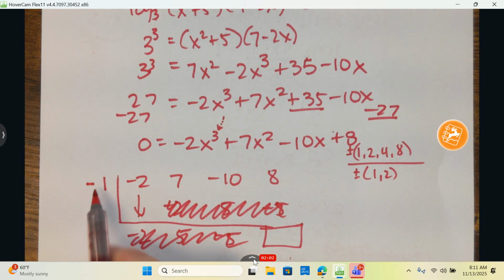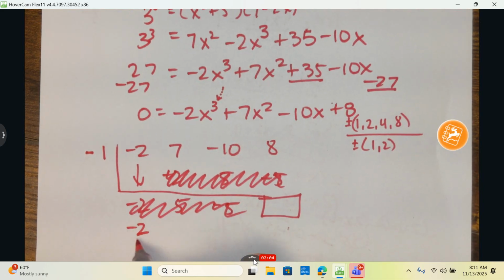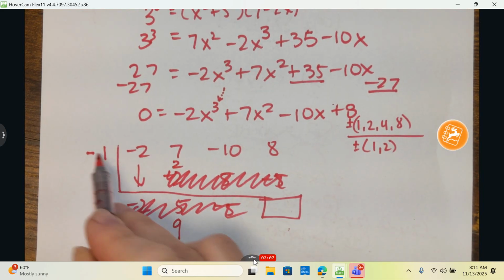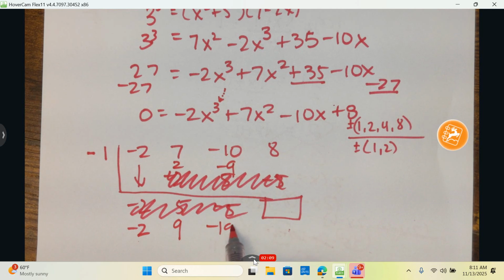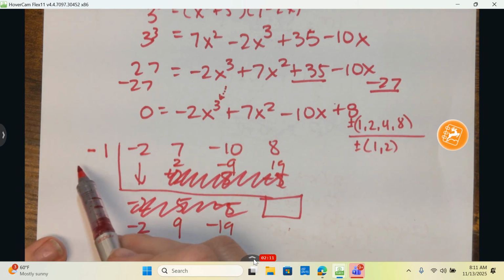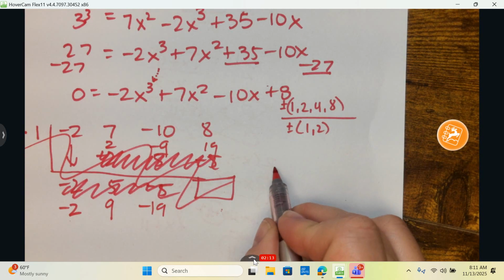Okay, testing negative 1. I drop down with the negative 2. I multiply to get 2, add down to get 9. I multiply to get negative 9, I add down to get negative 19, and I can see that negative 1 doesn't work. Now I'm running out a little bit of space. Let me come over here.